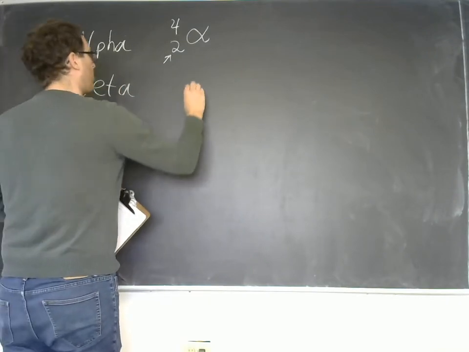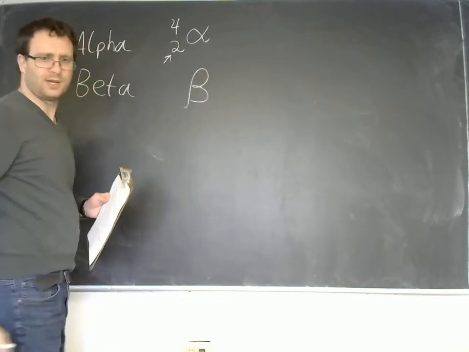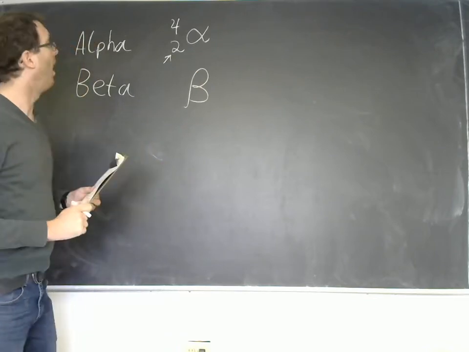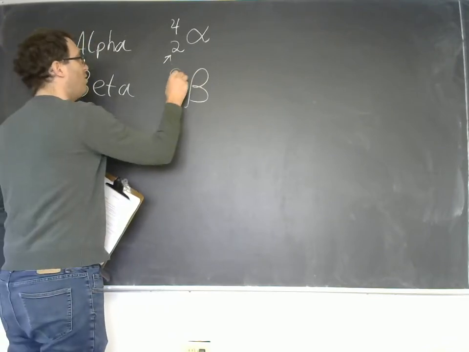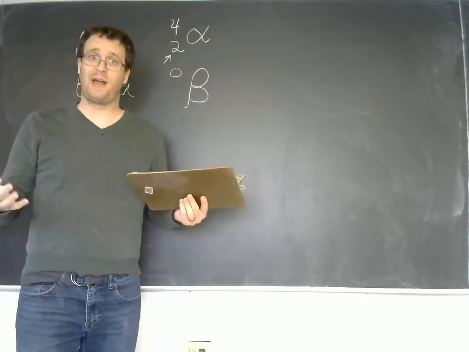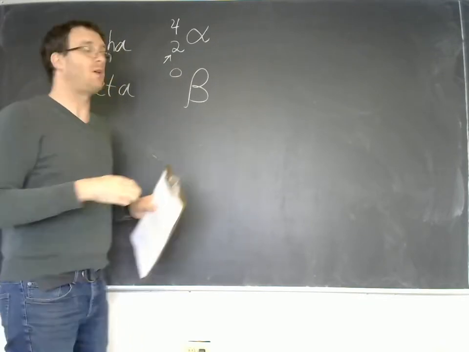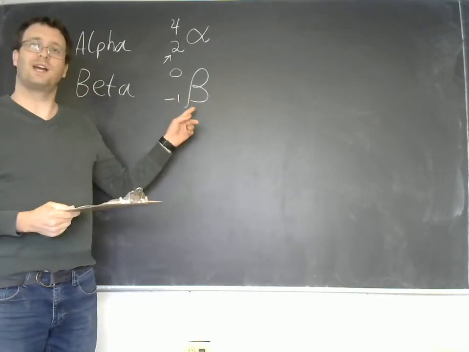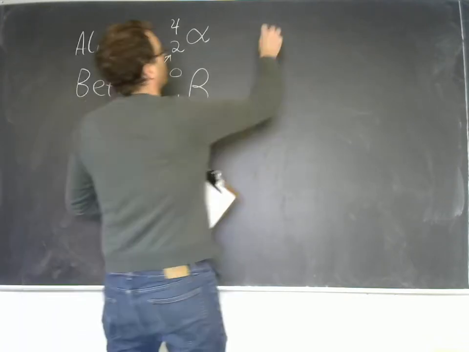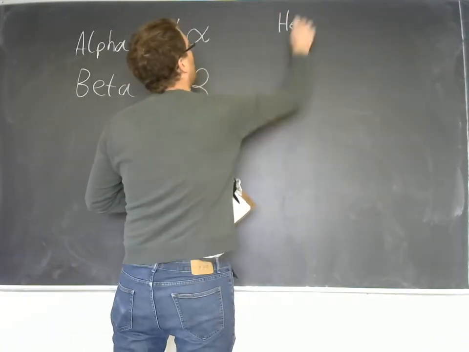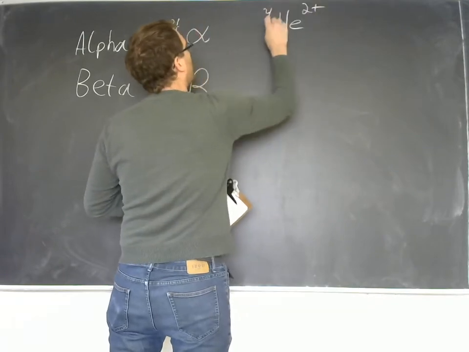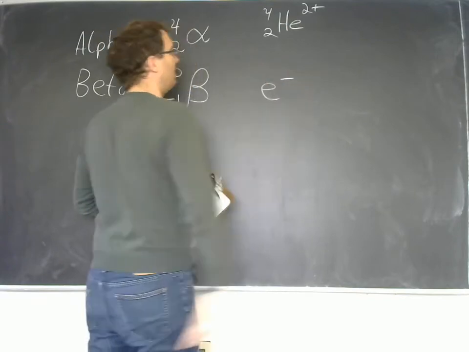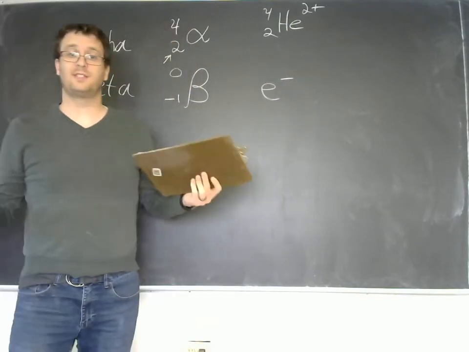And a beta particle, here's the Greek letter beta, and that looks like a pretentious uppercase B. A beta particle has no mass. Now, it doesn't technically have zero mass, but the mass is very, very small, and its charge is -1. So a beta particle is actually just an electron. Actually, I'll write that right here. This is a helium 2+. That is what an alpha particle is, and beta decay is simply an electron, again, that is ejected at high velocity.